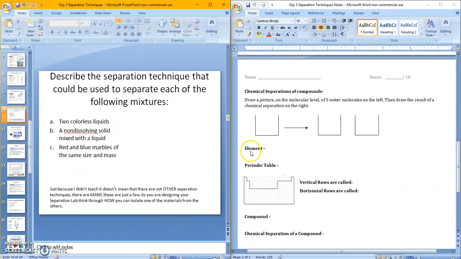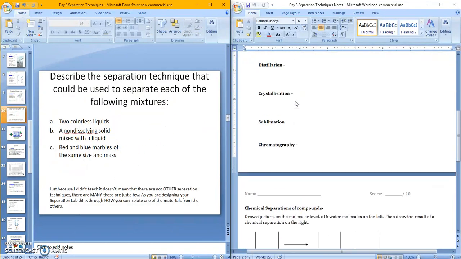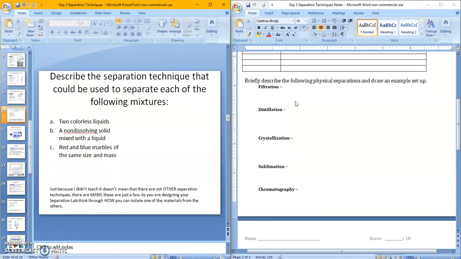Go ahead and see if you can use our separation techniques right here to separate out these mixtures. Go ahead, push pause, and try that out.